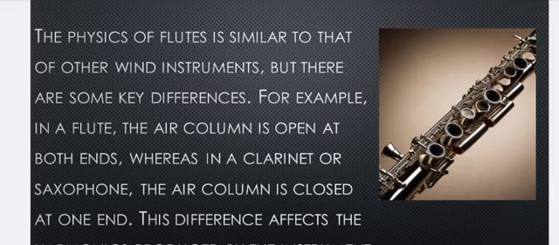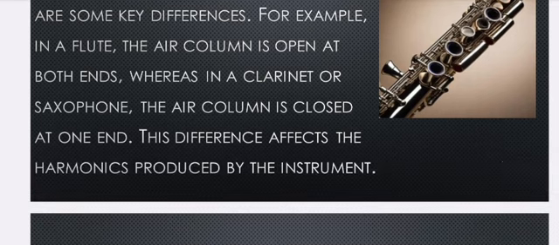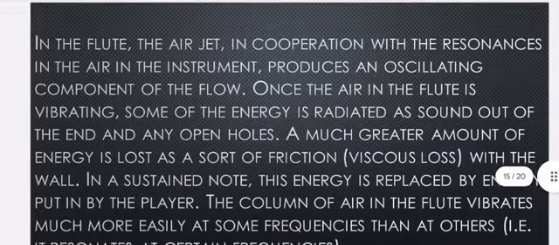The physics of flute is similar to that of other wind instruments, but there are some key differences. For example, in a flute, the air column is open at both ends, whereas in a clarinet or saxophone, the air column is closed at the end. This difference affects the harmonics produced by the instrument.